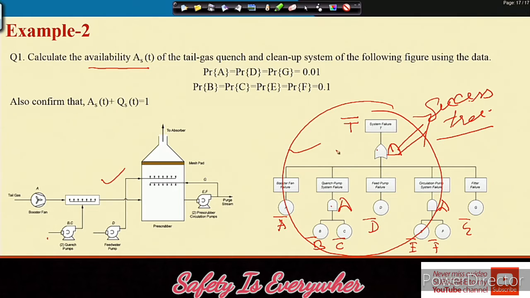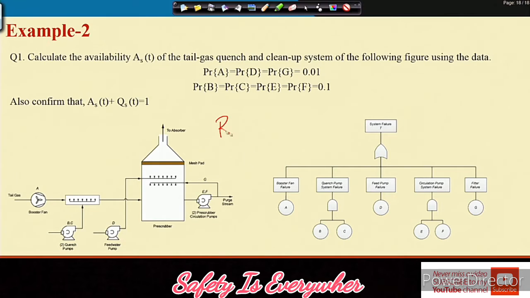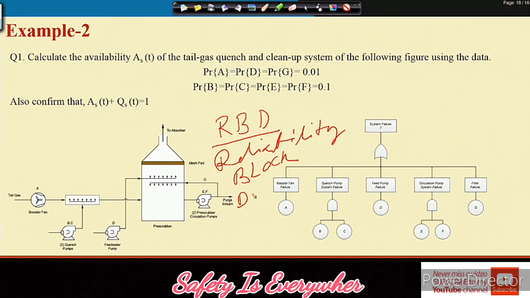If you follow the same procedure I showed in the previous example, of how to construct the structure function and from that how to get the unavailability, you will get the unavailability of T bar, that means the availability of T. In this way you can find the availability, but here I will show you another approach, that is the RBD approach, reliability block diagram.